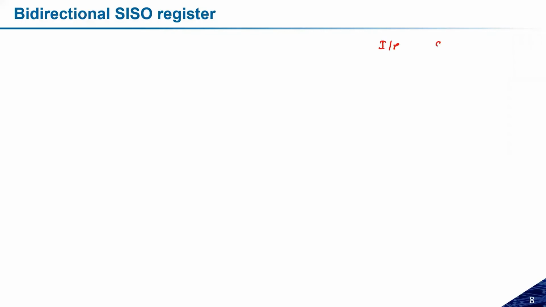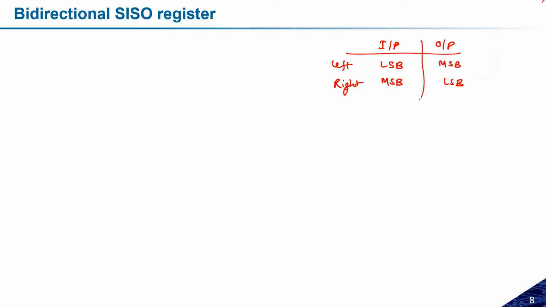Input, output, and left and right. So in the left shift register, input was given to the LSB and output was taken from the MSB. And if I'm considering the right shift register, it will be something like this. So let us try to see. Suppose this is the combination. This is the only difference between these two.